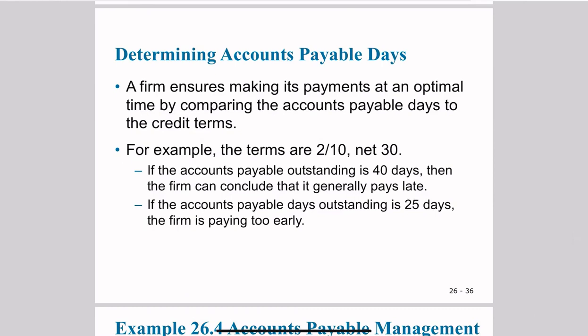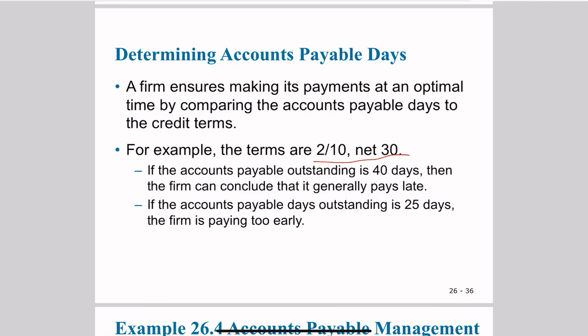Okay. Of course, we said you want to pay as late as possible, but you don't want to be too late, right? You definitely want to make sure you're paying back your suppliers on time. So how do you do this? Well, it's pretty easy, right? You will basically look at your accounts payable days, and then you will look at the credit terms offered by your suppliers. So let's say you have a credit term which is 2/10 net 30. Let's say you don't want to take the discount, which means you should pay your supplier on day 30.